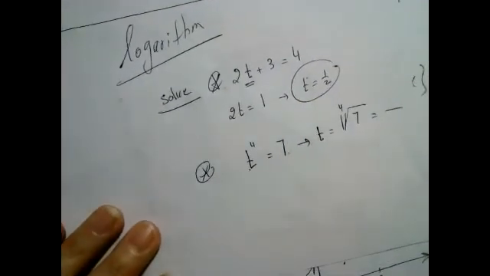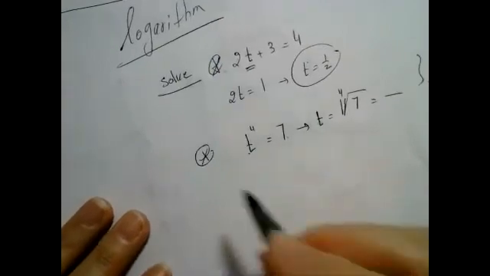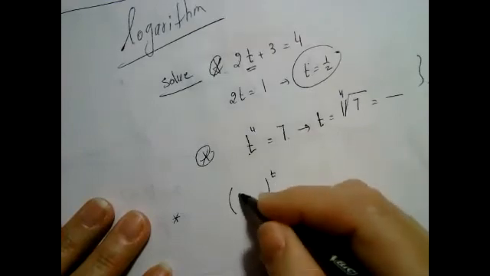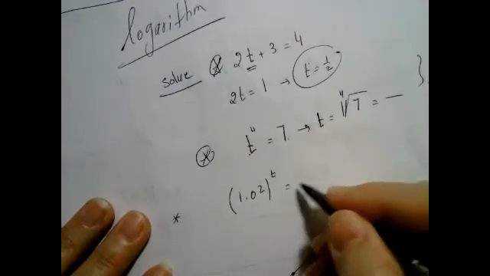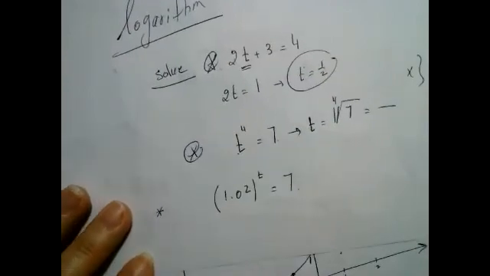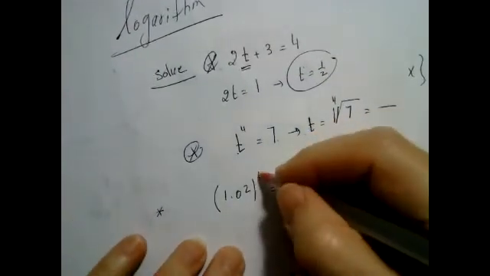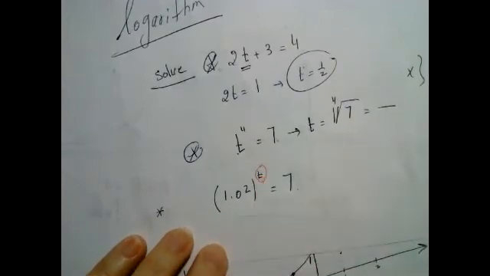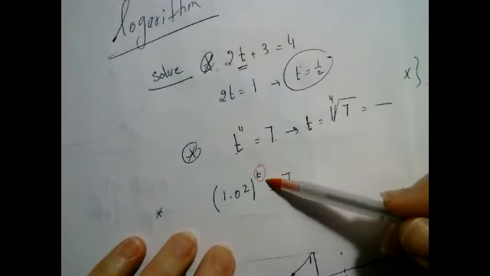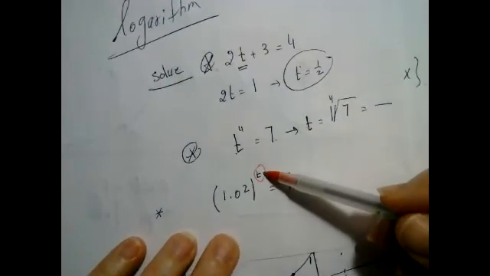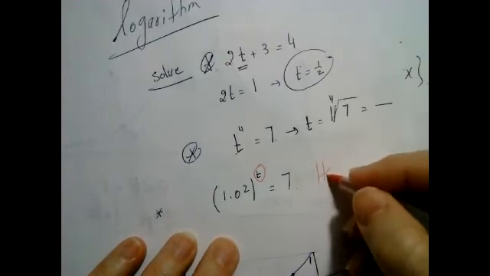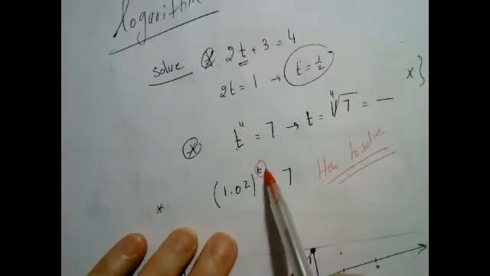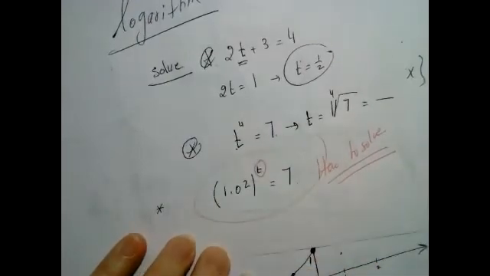The problem that we don't know how to solve is the following. Suppose I give you the following problem: 1.0 to the power t is equal to 7. So solve the following. It means find the value of t such that 1.0 to the power t is equal to 7. So my unknown here is an exponent. And the question is how to solve it. It means how to find the t's that satisfy this equation.